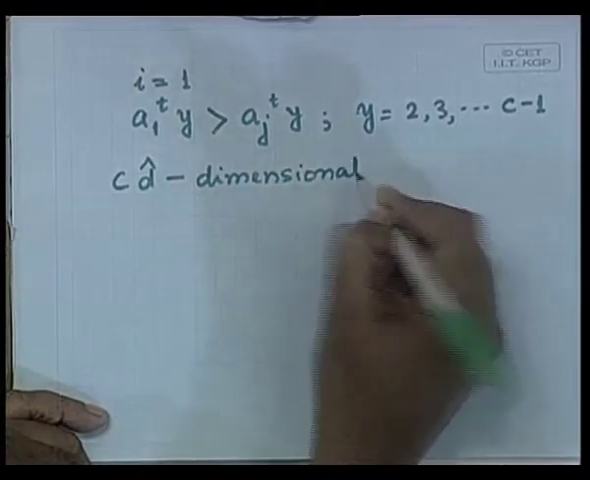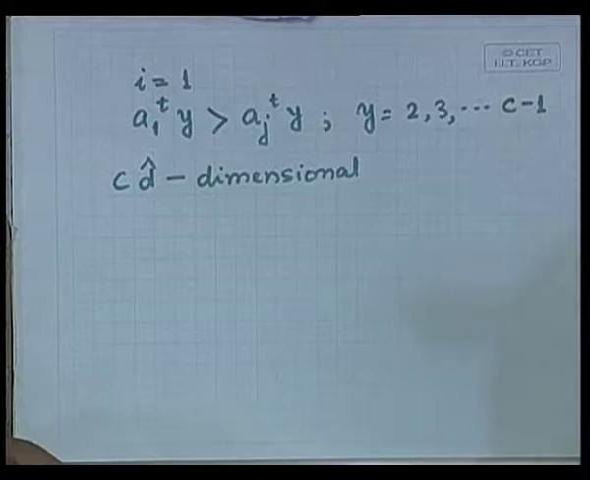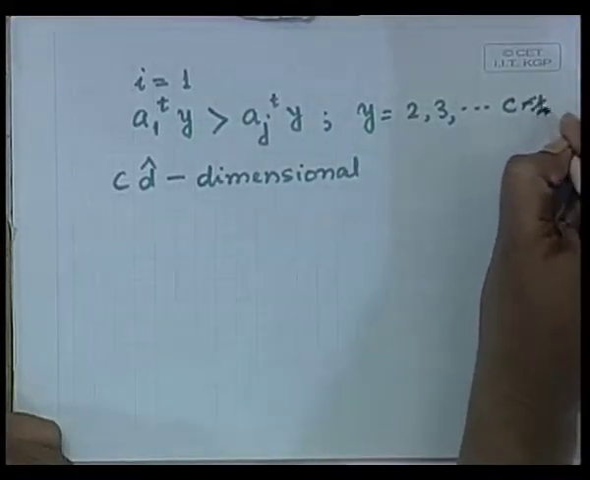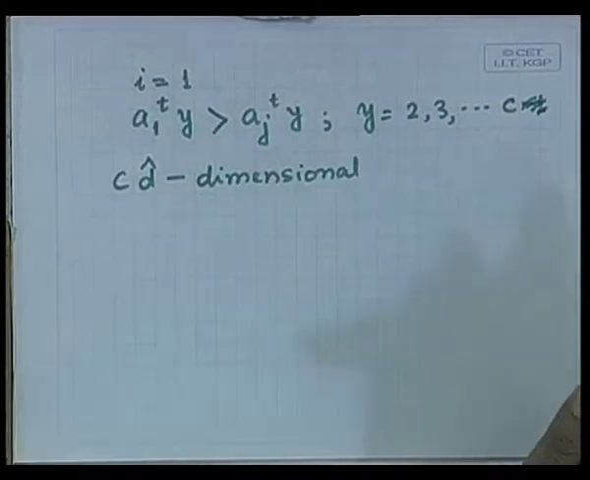Total number of equalities should be C minus 1. Sorry, it is 2 to C, not C minus 1. Total number of inequalities is C minus 1.